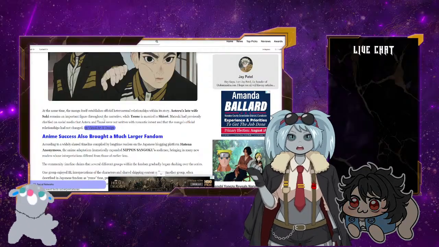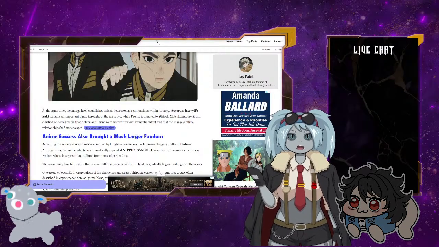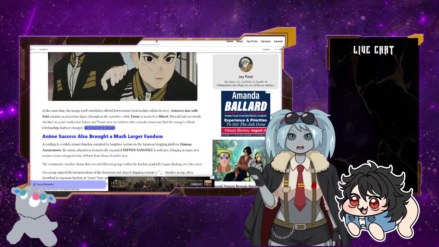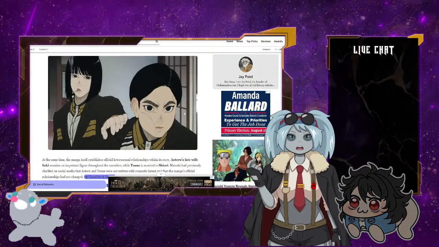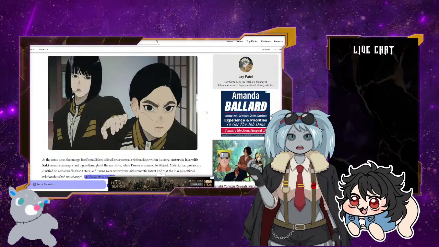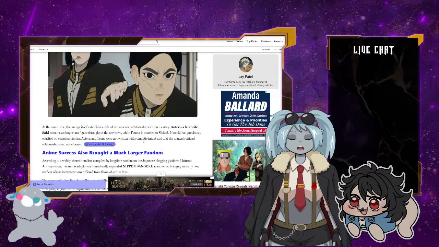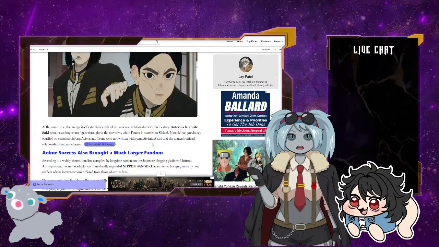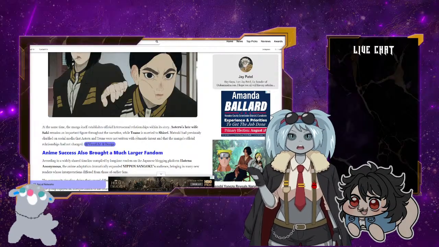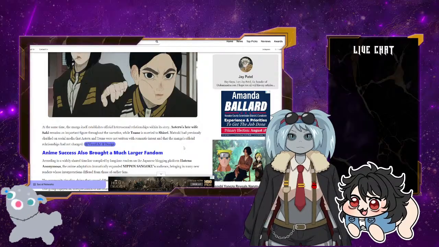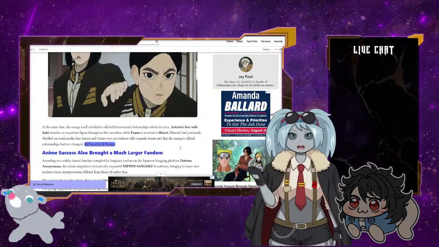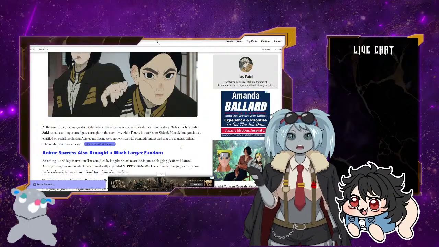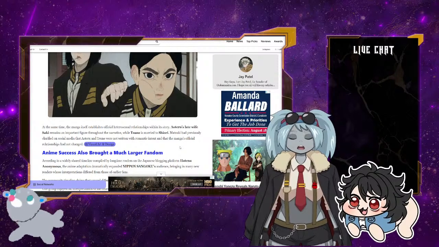At the same time, the manga itself established official heterosexual relationships within the story. Antono's late wife, Saki, remains an important figure throughout the narrative, while Suna is married to Shiro. Okay, this is kind of a big thing. I don't actually know this anime that well, but even they're saying these characters are both heterosexual and they both have wives. And people are like, let's make them boy love and send that to the author. I'm like, guys, if this was in your own community and the author just by happenstance found out about it and got a little upset, that's one thing, right?